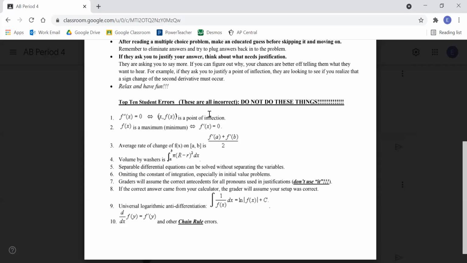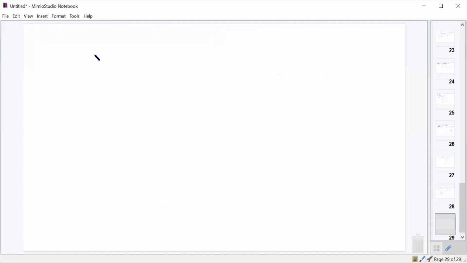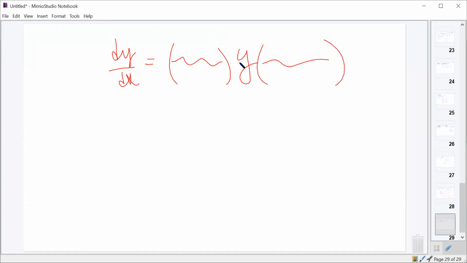So you want to make sure that you separate the variables on a separable differential equation. You should recognize that a separable differential equation will look like dy dx equals something over here with a y in it. You can have x's, you can have y's, I don't care what the rest of it is. If there's multiplication and division with a y over here, that is a separable differential equation. And you have to separate the variables. So something like dy dx equals sine x times y is dy over y equals sine x dx.